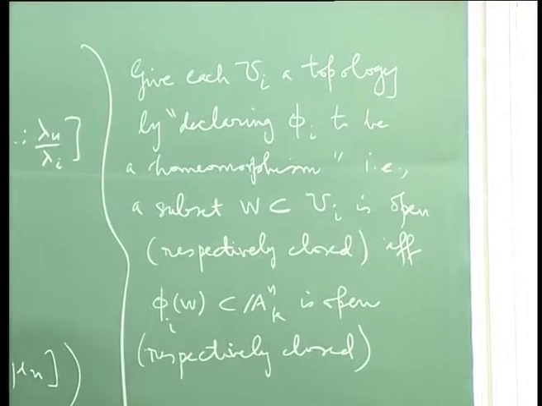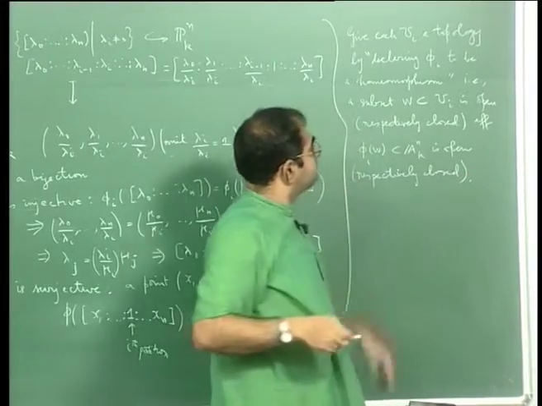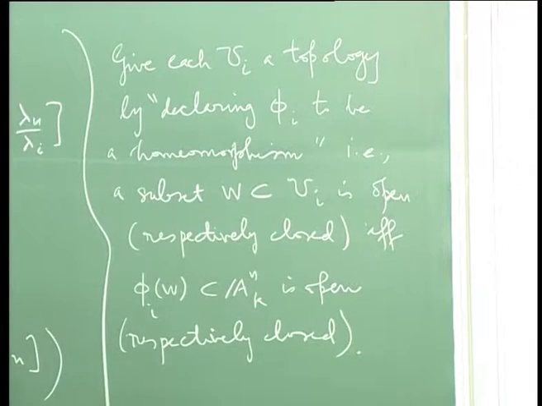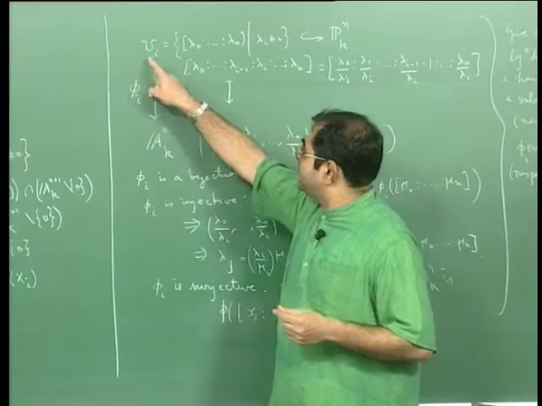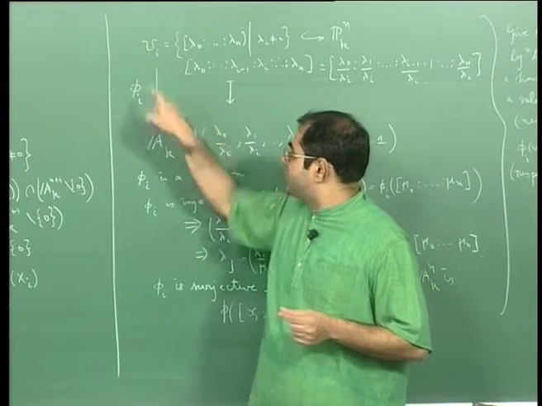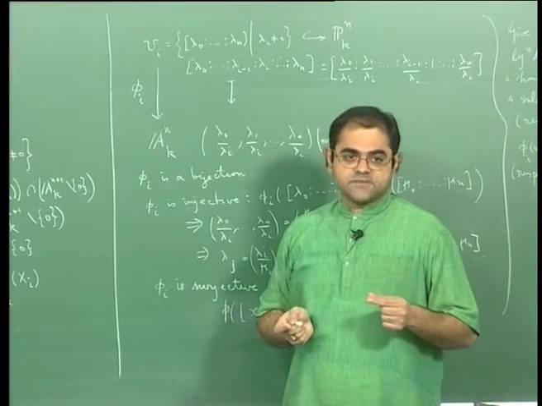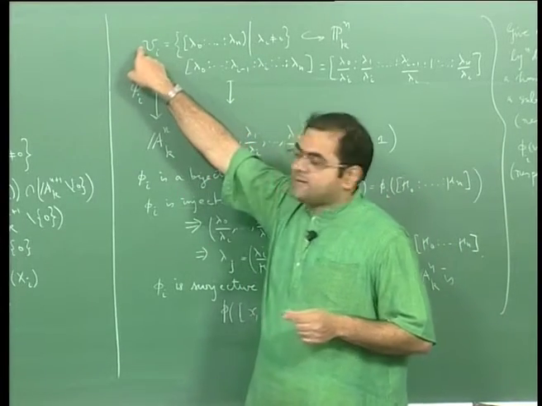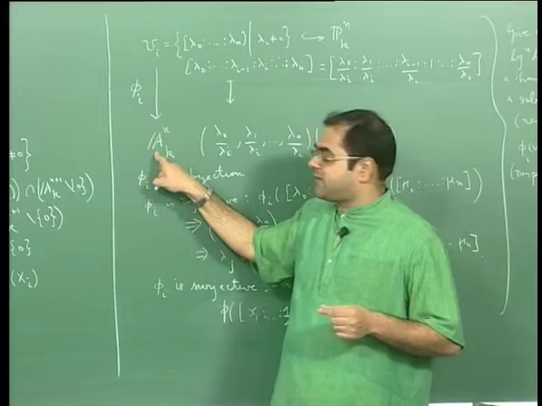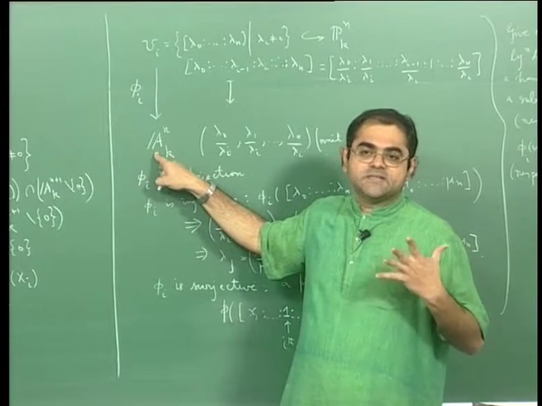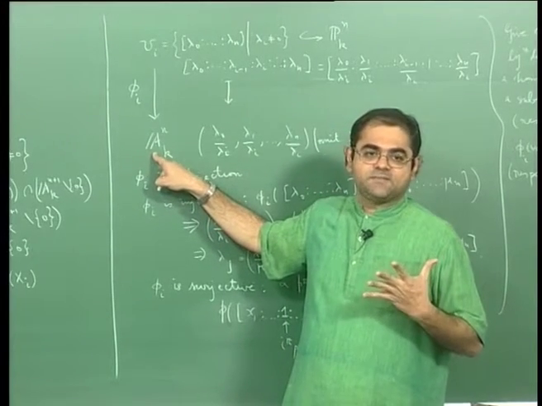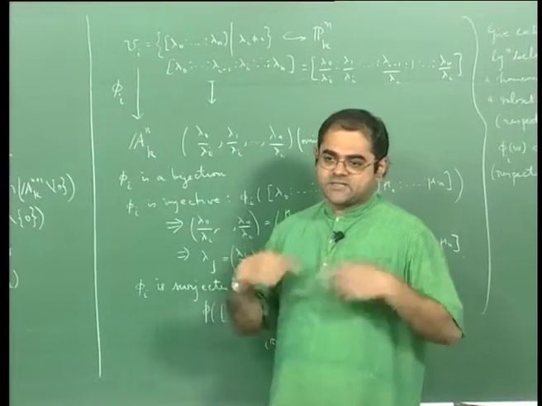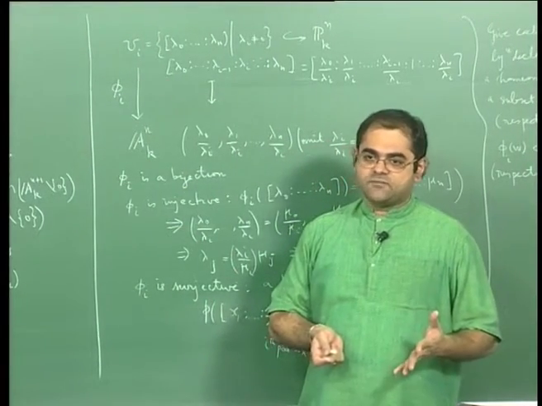Okay. So if you give this topology to UI via phi, then it's automatic that this phi becomes a homeomorphism of UI to affine space. So for every point on this UI, you are just taking n affine coordinates. Each one is a coordinate map, each one should be thought of as a chart, the analog of a chart for a manifold.